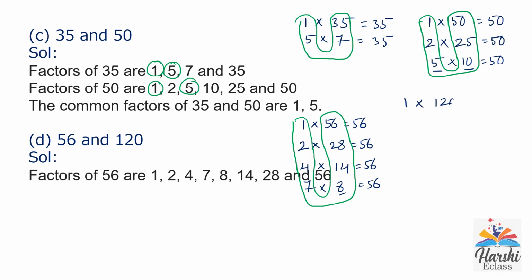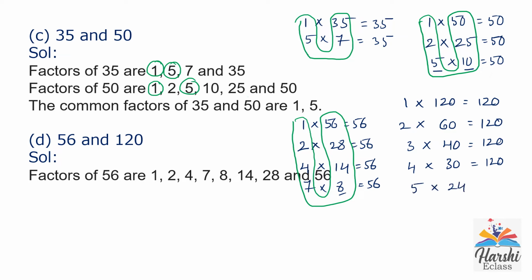1 and 120. 2 60s are 120. 3 40s are 120. 4 30s are 120. Then 5 24s are 120. 5 4s are 20, so 5 24s are 120. 6 20s are 120.